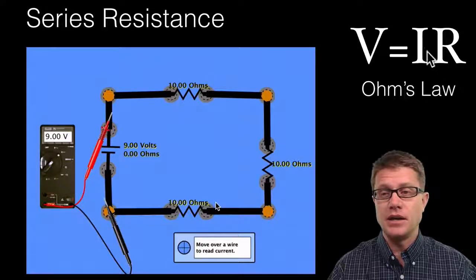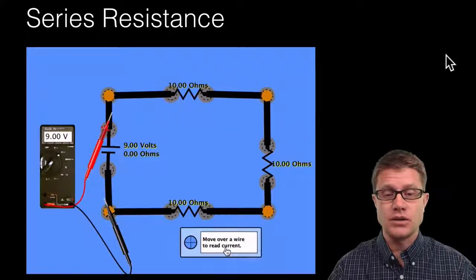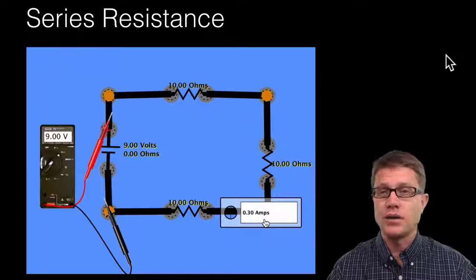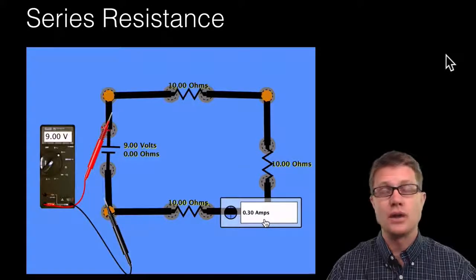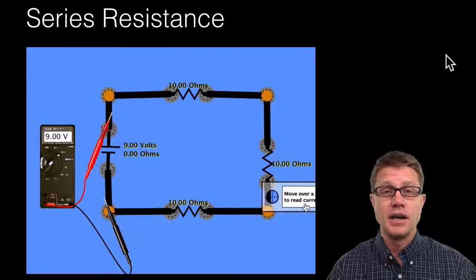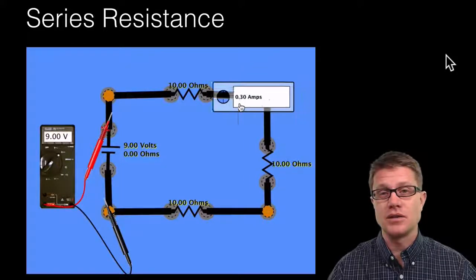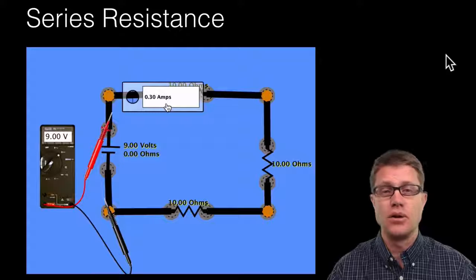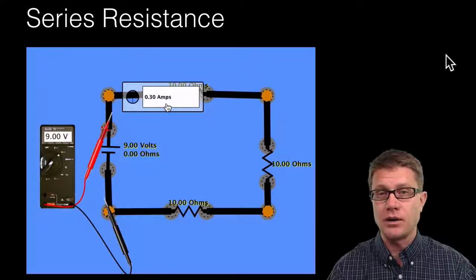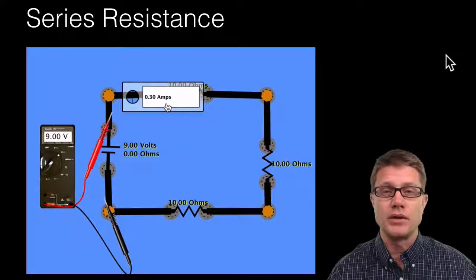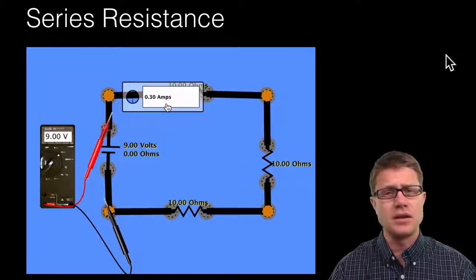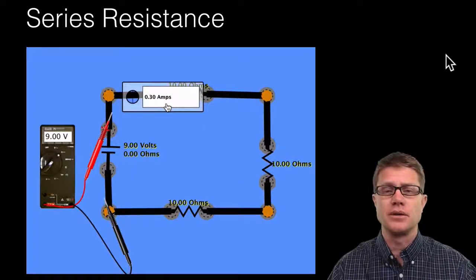So if we put a 9 here and a 30 here, let's watch what we get. We're going to get 0.3 amps. And so Ohm's law works in this case. When you're connecting a bunch of resistors in series, you simply add the resistance of all of those resistors, and that's going to give you the overall resistance. It doesn't matter where I put that ammeter, it's still going to be 0.3 amps. And going back to the analogy of water, all the water is flowing through that circuit.